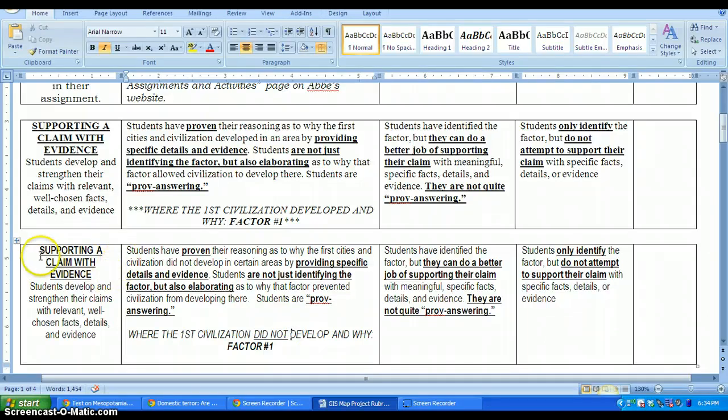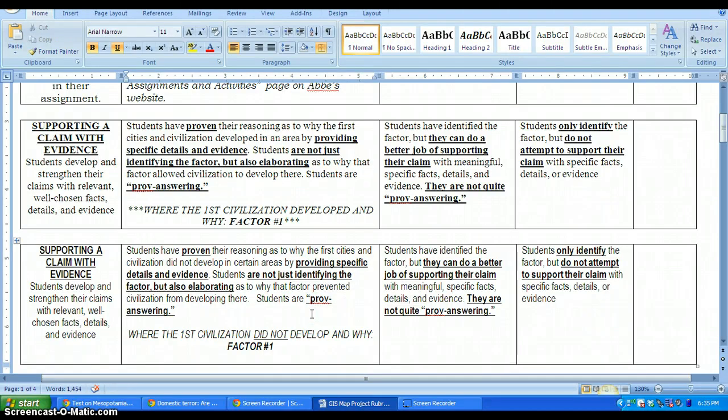Again, you need to support your claim with evidence. You need to have well-chosen facts, details, and evidence. You need to prove your answer, not just answer. Prove to me that you know exactly what you're talking about. Prove to me that you understand how geography affects the development of civilization and cities.